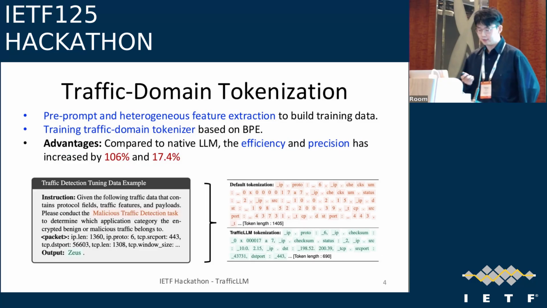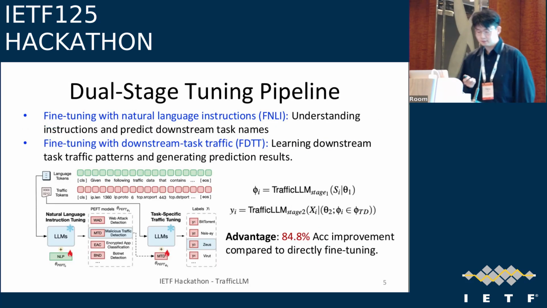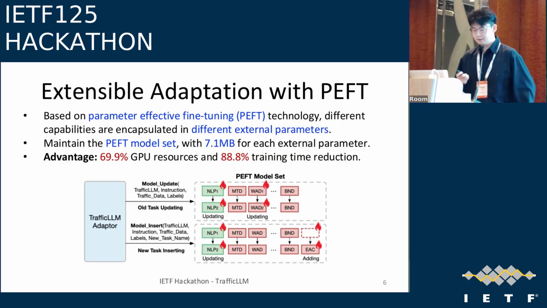First, traffic domain tokenization uses pre-prompt and heterogeneous feature extraction to build training data. And we train a traffic domain tokenizer based on the BPE algorithm to get tokens from traffic data. Second, a dual-stage tuning pipeline separately tunes the LLM with natural language instruction and downstream task traffic to learn instructions and traffic patterns. Third, extensible adaptation with PEFT splits different capabilities into different external parameters, which helps reduce GPU resources and training time.